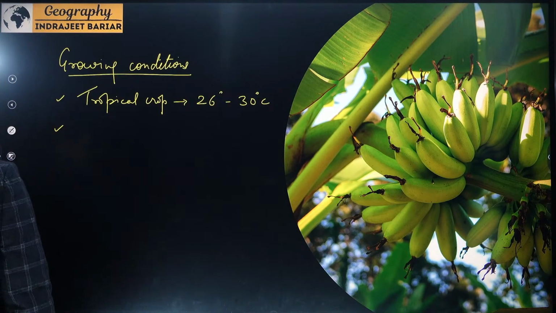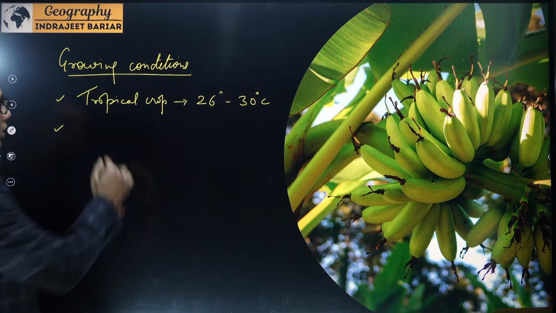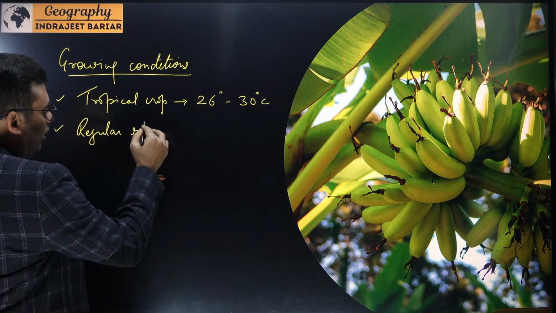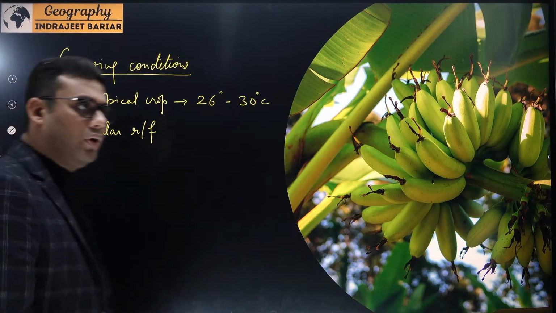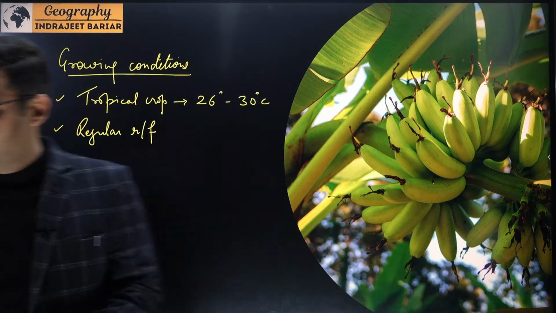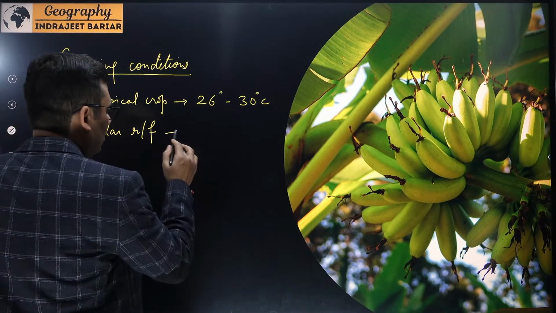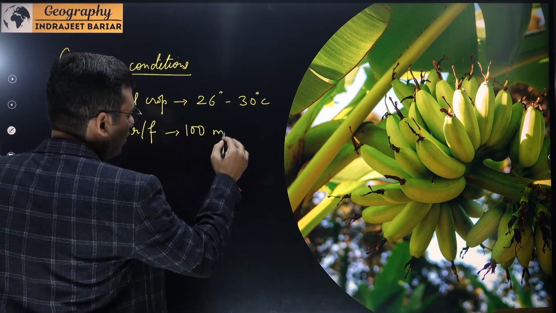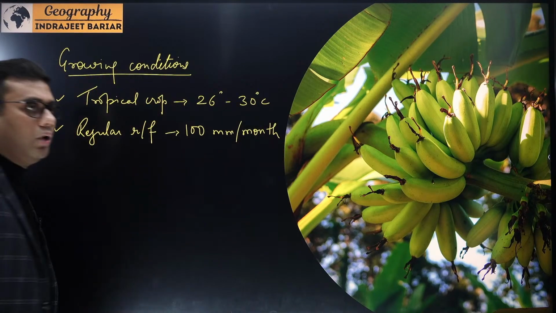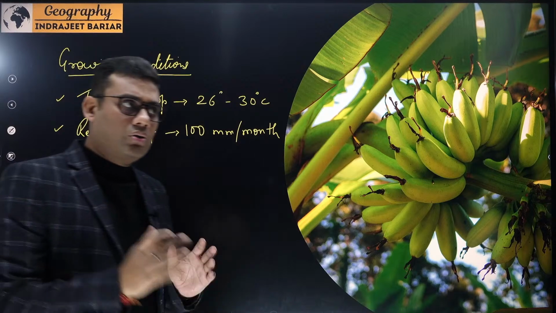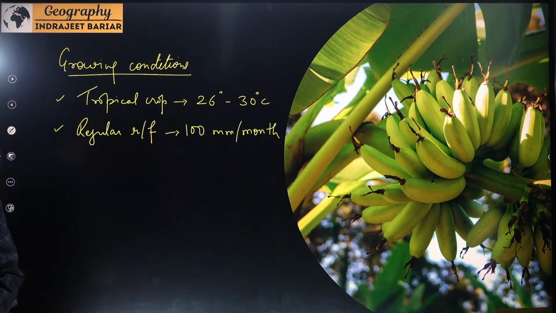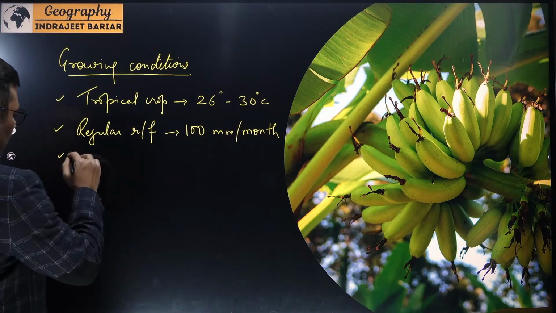Apart from that, now rainfall: regular rainfall is required. I would not say a very high amount of rainfall is required, but regular rainfall, spread evenly through the months. A general requirement would be 100 millimeters per month. So through the growth period, evenly distributed 100 millimeters per month. Then along with that, well drained soil.